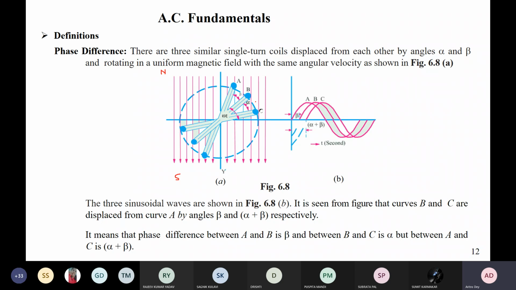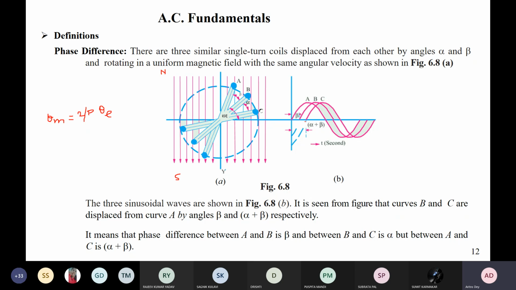Okay. So there is one relation: theta mechanical is equal to 2 by P into theta electrical. So whenever we have two poles, theta mechanical is equal to theta electrical. But when we have four poles, then of course it will be less. So the mechanical angle will be less than the electrical angle.